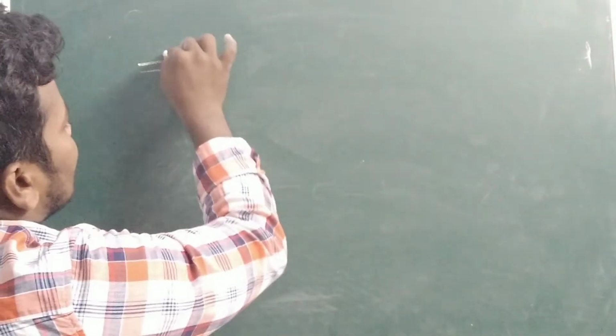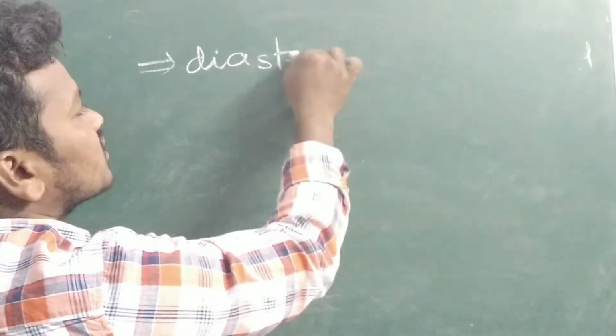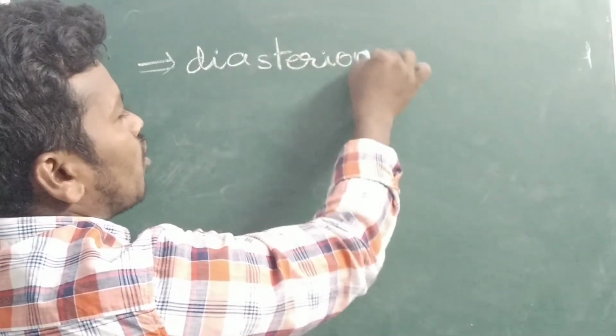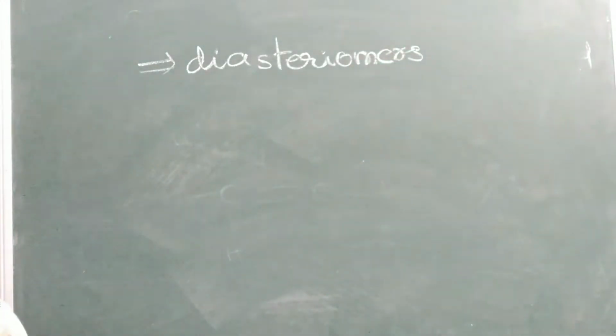Second one is, geometrical isomers are known as diastereomers. Diastereomers we will discuss while taking the examples. We will discuss what is meant by diastereomers.